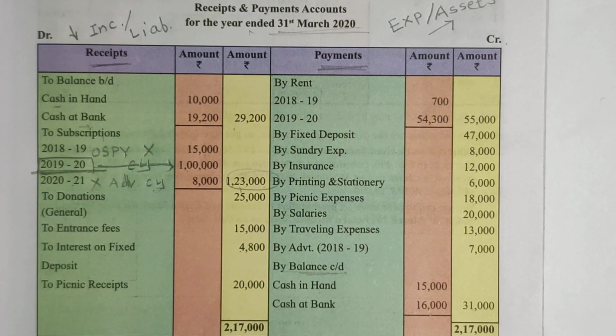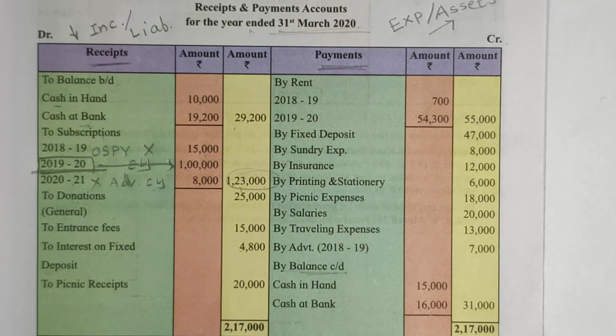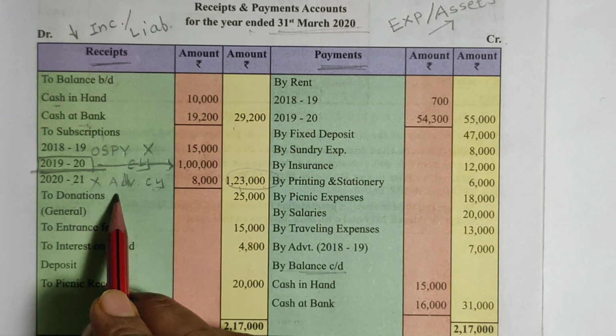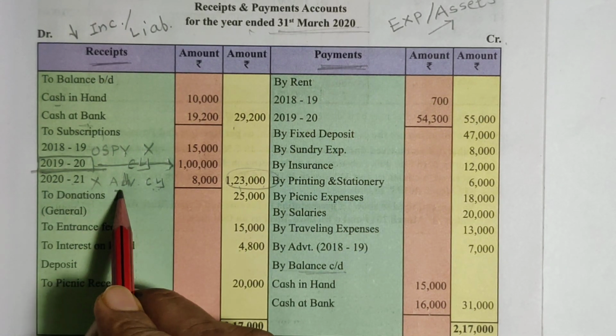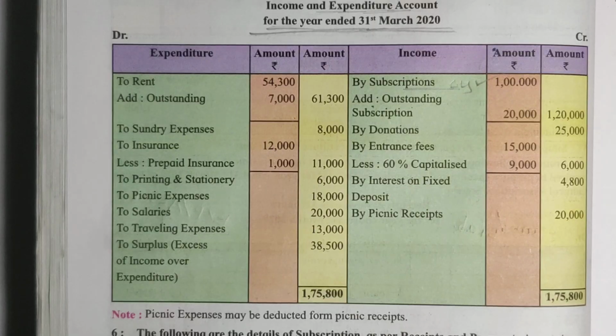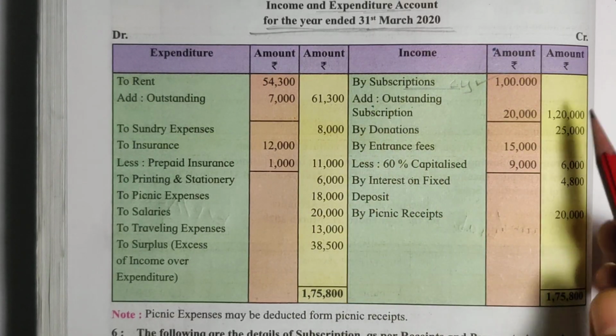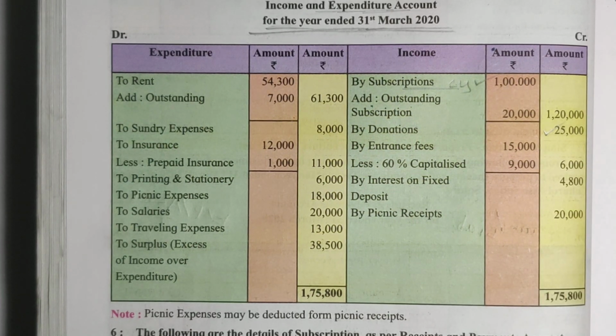As discussed in the theory part, if only donation is given, it is assumed to be the revenue income, revenue receipt, and it is treated as income. If it is a special donation, donation for a specific purpose, specific reason, then it is to be considered as a liability. In this example, donation is recorded as income. By donation, rupees 25,000 income, as it is general donation.